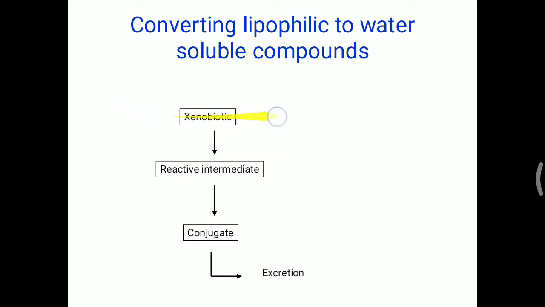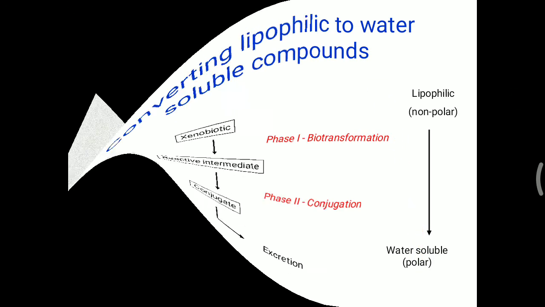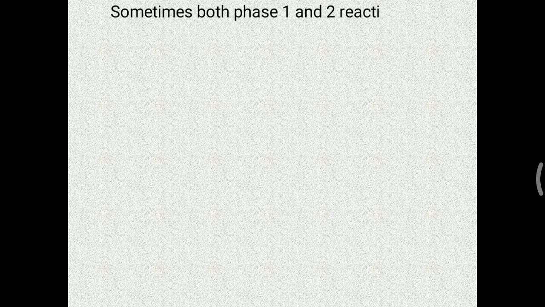So a xenobiotic, that is any foreign molecule, is converted into a reactive intermediate with the help of phase 1 reaction, that is biotransformation, which includes mostly oxidation or reduction or hydrolysis. Now this reactive intermediate will conjugate with any one molecule shown in the phase 2 reaction. Ultimately this conjugated molecule will be excreted, making the non-polar molecule into a polar one. Sometimes both phase 1 and phase 2 reactions are needed. The ultimate purpose is to excrete the molecule.